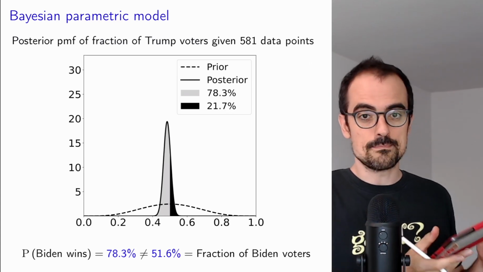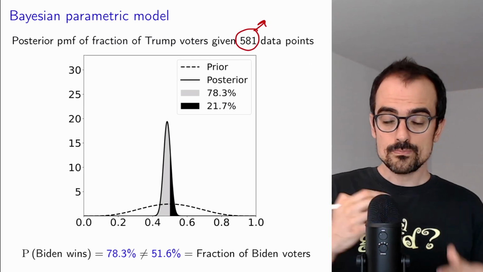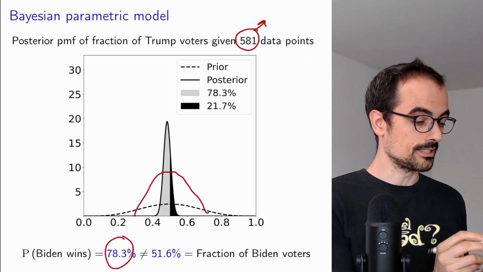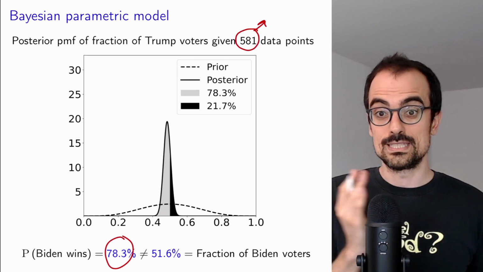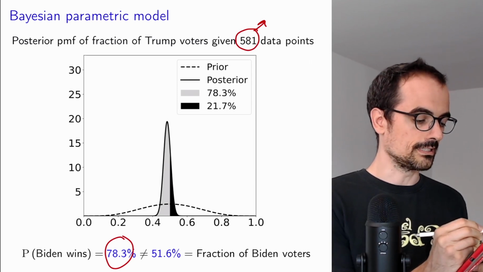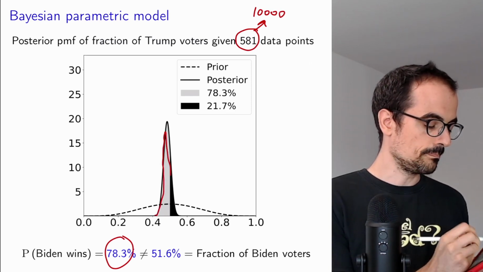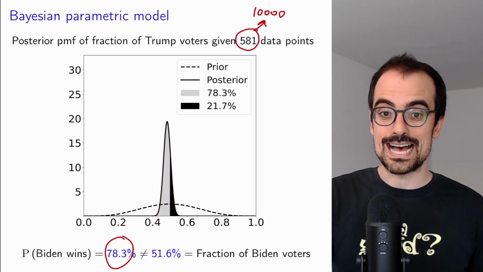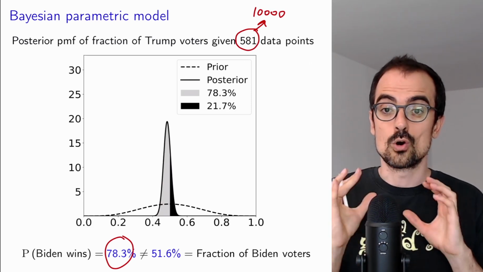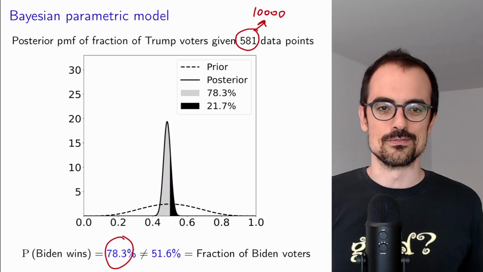In fact, what it really depends on is the number of data points. If this number of data points were lower, then this probability would be lower because there would be more uncertainty about what is the actual fraction of Trump voters. If this number of data points was much higher, like let's say 1,000 or 10,000, then this would become much more peaked and the probability would be much higher, but the fraction of Biden voters would still be just barely above 50%. So hopefully that makes sense. And this is the silly mistake that I made in the previous video.